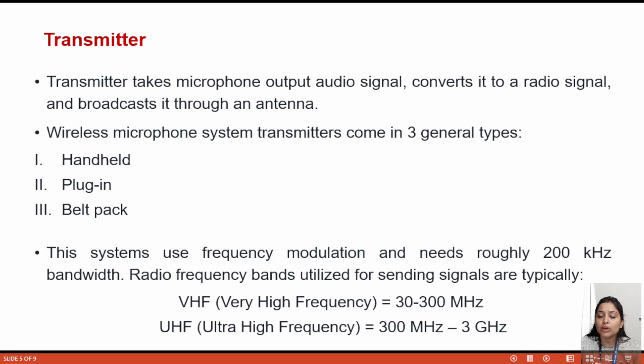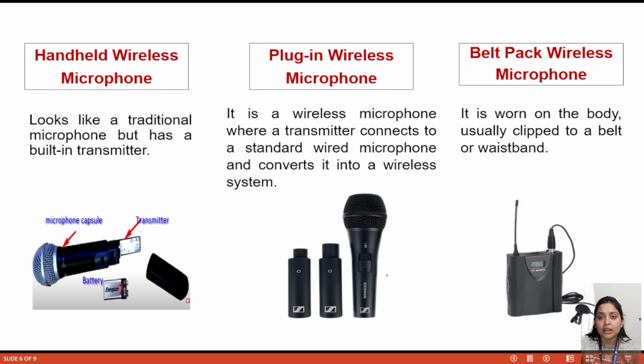Okay, this system basically uses frequency modulation and the bandwidth will be about 200 kilohertz. Radio frequency bands are utilized for sending the signal. Typically the range for very high frequency is 30 to 300 megahertz, and for ultra high frequency it is 300 megahertz to 3 gigahertz.